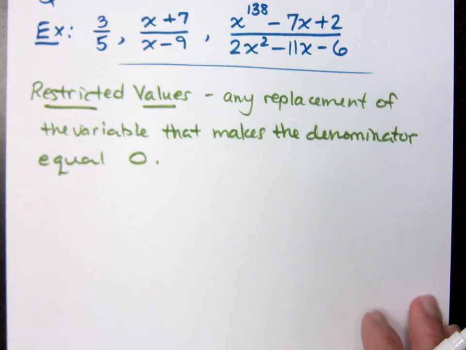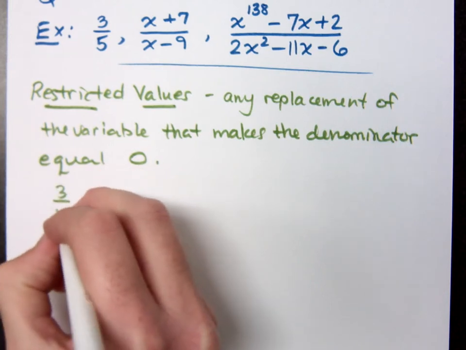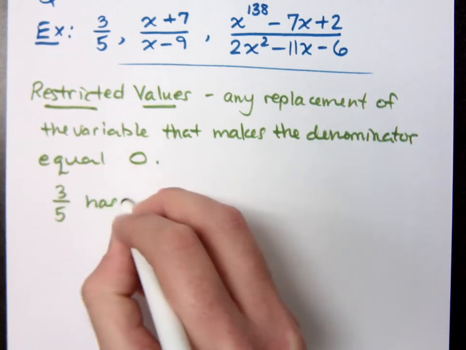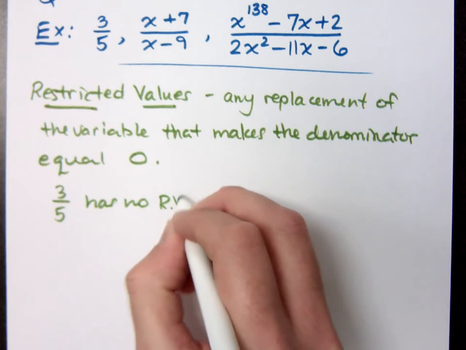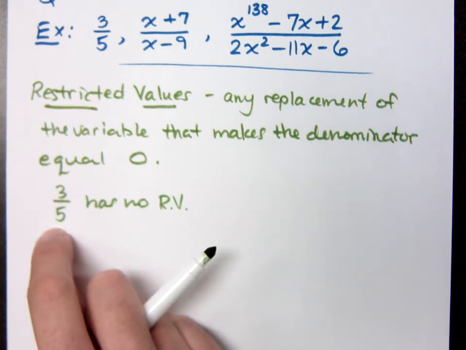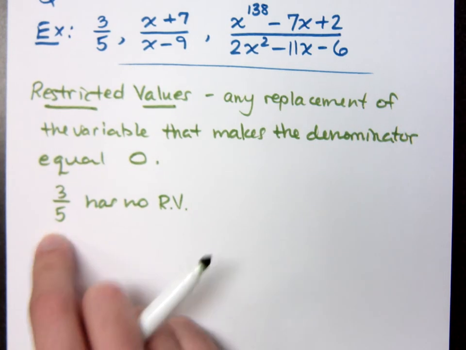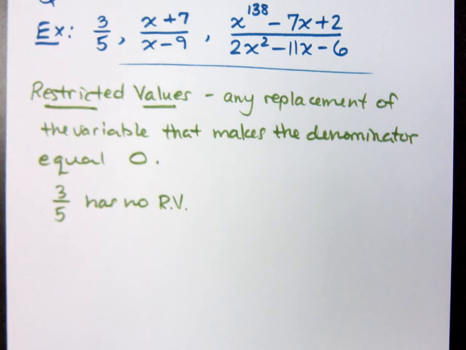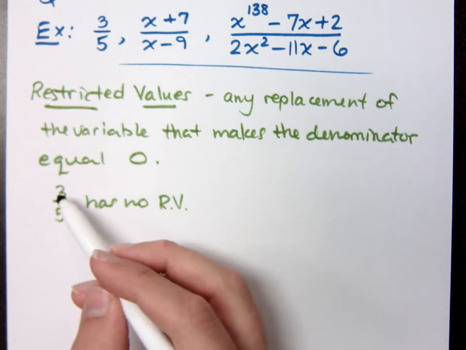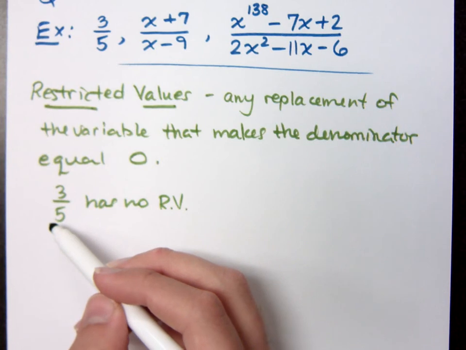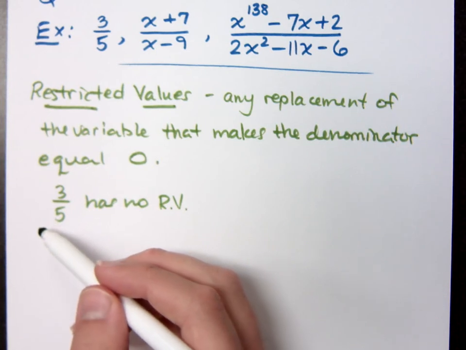Now if we look at the expressions at the top, 3 over 5 has no restricted values. The denominator is 5. Can 5 on its own ever equal 0? No. So there are no restricted values for this expression. Any value of x would be okay. I mean, there really isn't even an x here, so there's no value of x that causes us problems.